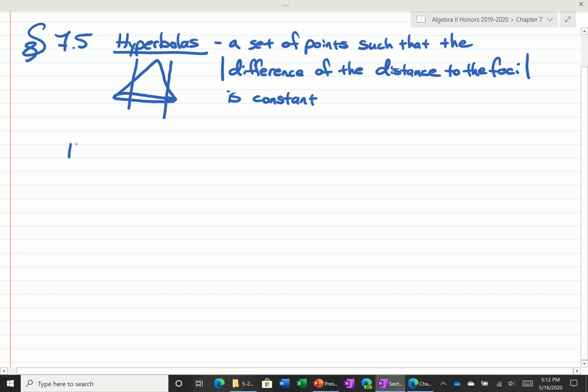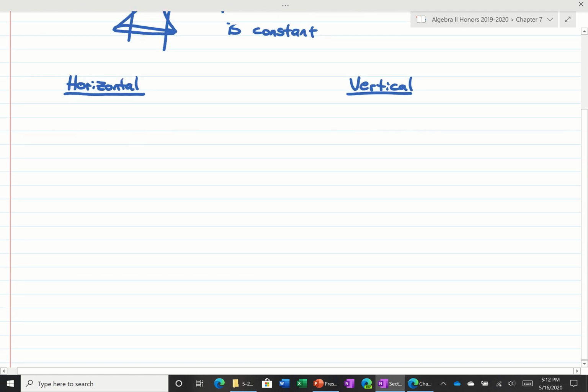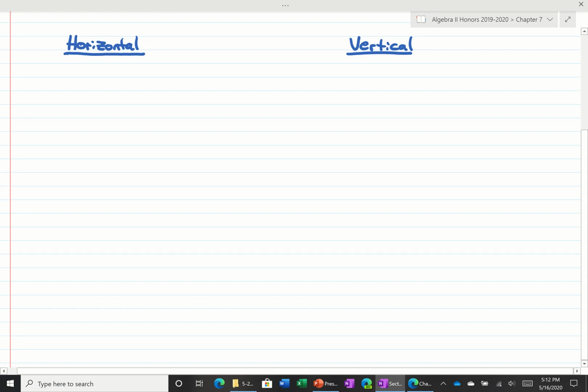We have a horizontal hyperbola. They're very similar to ellipses, but they just go away from each other. You'll see what I'm talking about here. And we have a vertical hyperbola. So when we're talking about horizontal, it's going to look something like this. When we talk about vertical, it's going to look something like this.